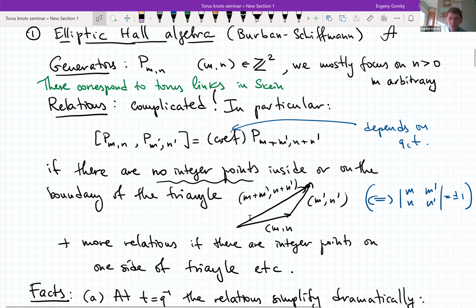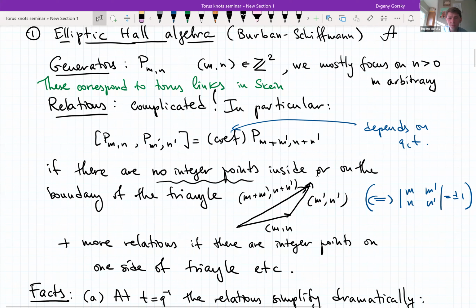And it's clear that in particular, because there are no integer points, (m,n) should be coprime, (m',n') should be coprime, (m+m', n+n') should be coprime. And again, there are no integer points inside, meaning that the determinant of (m,n) and (m',n') is equal to plus minus 1. And so if this is satisfied, we have this commutation relation.